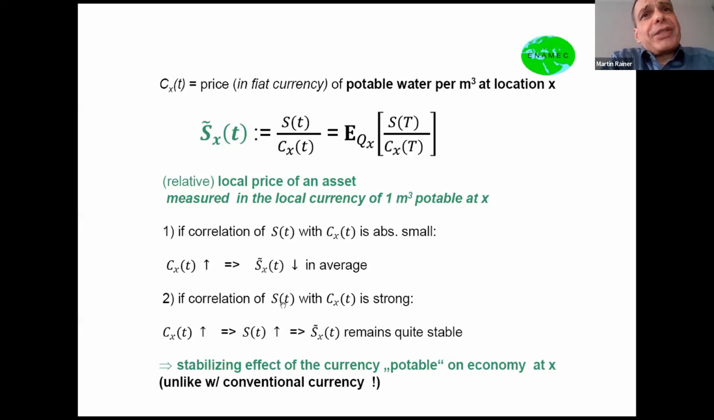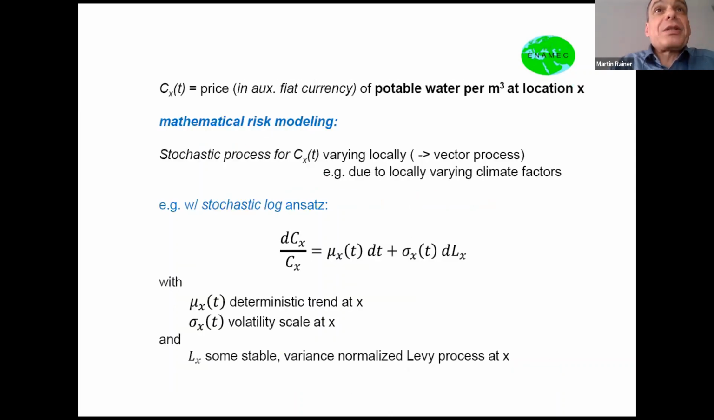If the correlation, on the other hand, is strong, so if they go in the same direction or they are almost proportional, this means if the resource potable water is going up, then also the price of my bread or what I produce with this potable water is going up. They both go up, but the relative price remains quite stable. So it's actually a stabilizing effect of taking such an important resource as an input or as a numeraire for the pricing. So this is the essential idea.